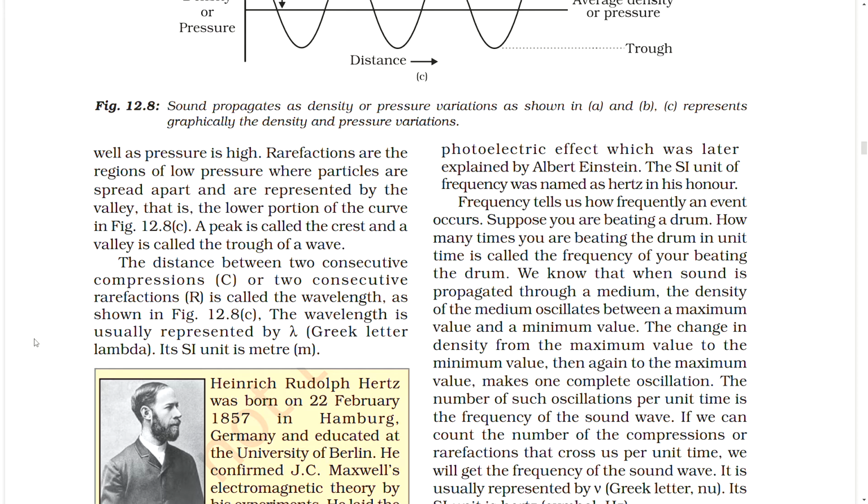Just as compressions are regions of high pressure, rarefactions are the regions of low pressure where particles are spread apart and are represented by the valley, that is, the lower portion of the curve in figure C. A peak is called the crest and a valley is called the trough of a wave. The distance between two consecutive compressions C or two consecutive rarefactions R is called the wavelength. As shown in figure C, the wavelength is usually represented by the Greek letter lambda. Its SI unit is meter, m.